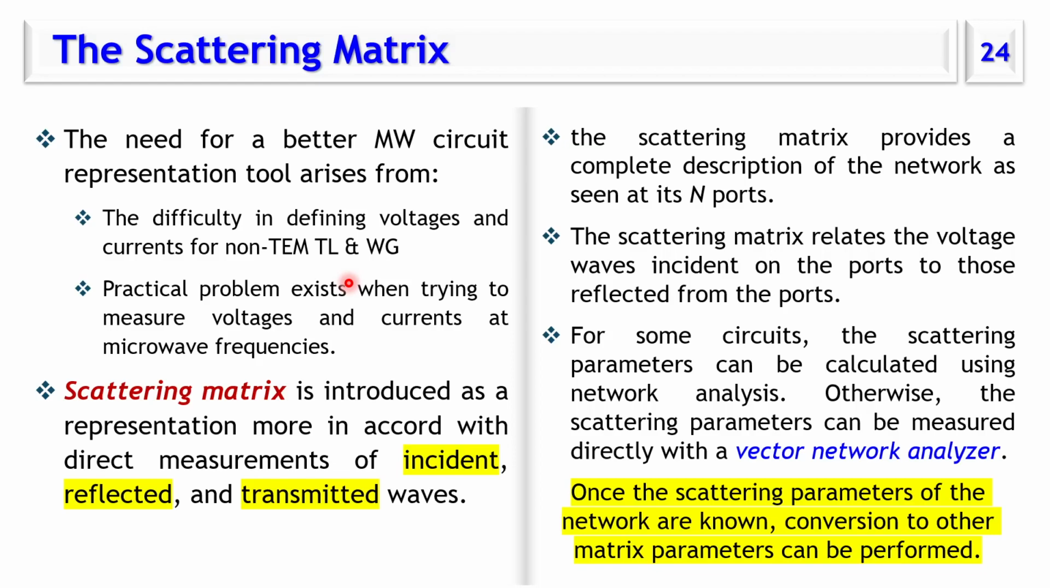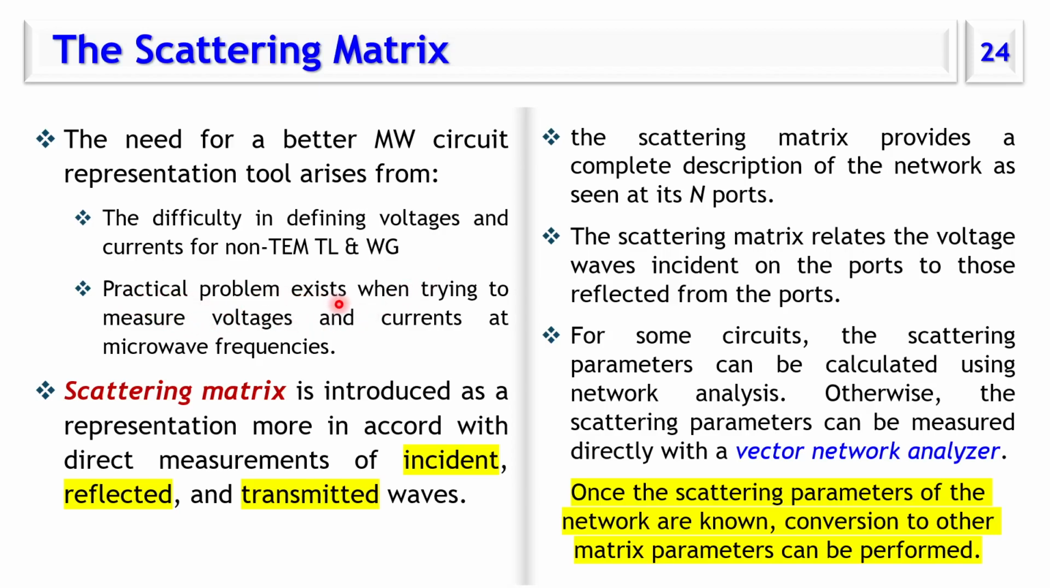So after the introduction of the Y matrix and Z matrix, we have a very good tool for analysis, but this was not enough for handling more general microwave circuits. So there is a need to define a different tool. Why do we need to define more tools for analysis? Because sometimes it is difficult to define voltage and current for non-TEM modes.